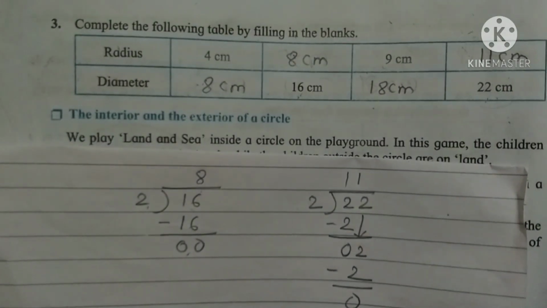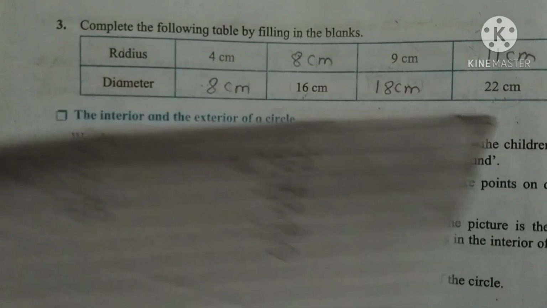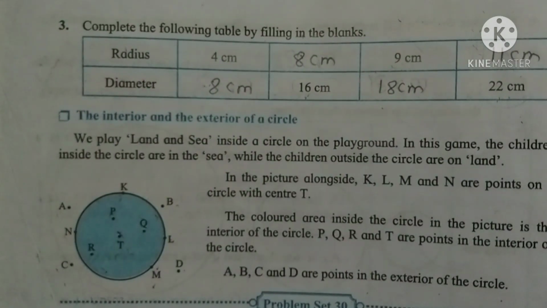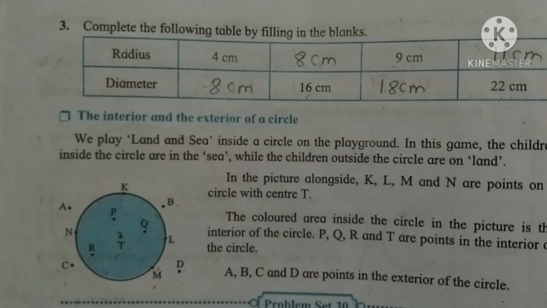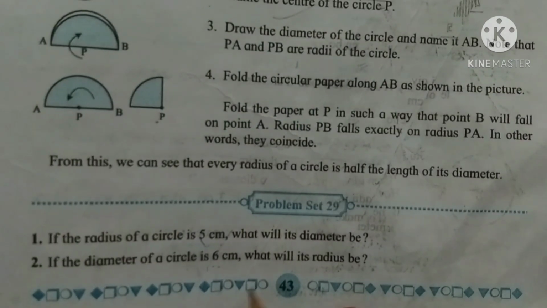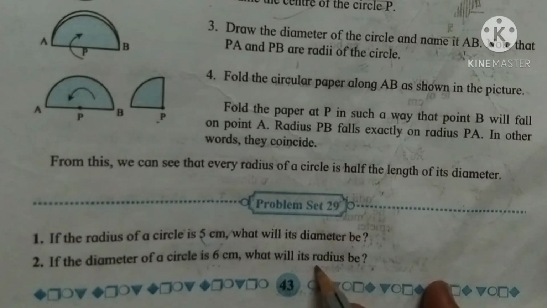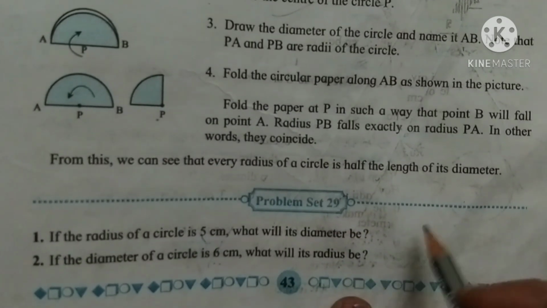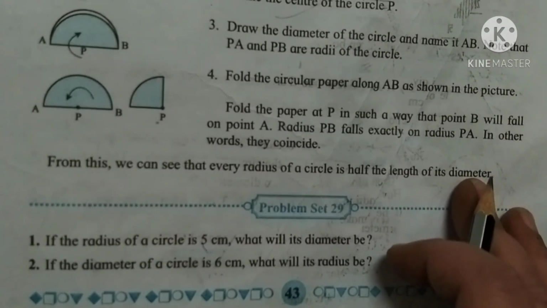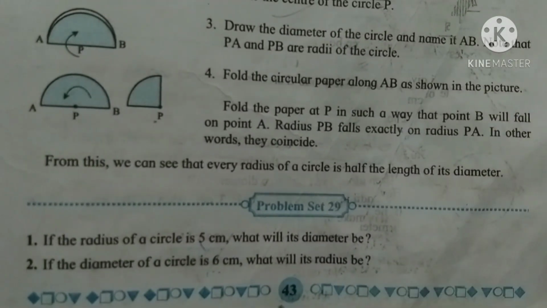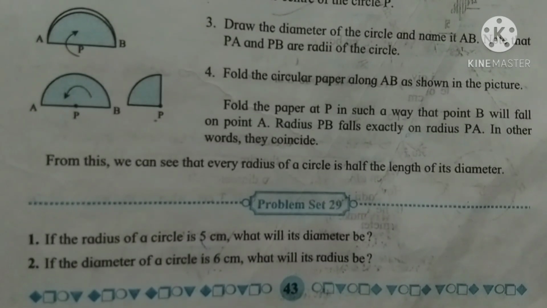Okay. So this is all about today's part. That is problem set 29. Everyone complete the problem set 29. All these 3 questions in your CW properly and complete the remaining problem sets also. If the remaining problem sets are incomplete, complete them properly time to time. Understood everyone? Okay. Thank you.